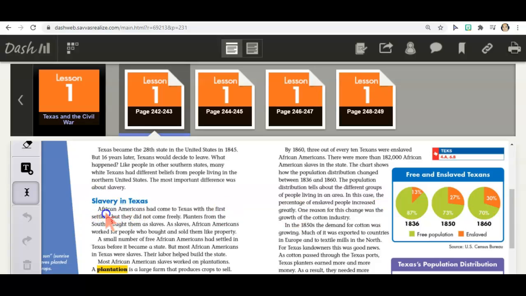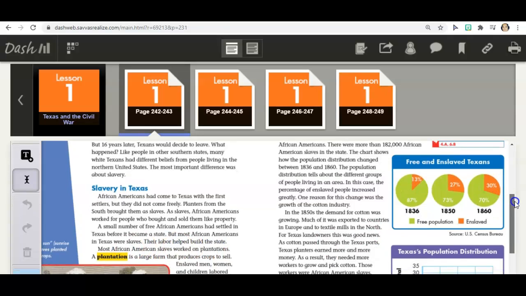Slavery in Texas. African Americans had come to Texas with the first settlers, but they did not come freely. Planters from the South brought them as slaves. As slaves, African Americans worked for people who bought and sold them like property. A small number of free African Americans had settled in Texas before it became a state, but most African Americans in Texas were slaves. Their labor helped build the state.